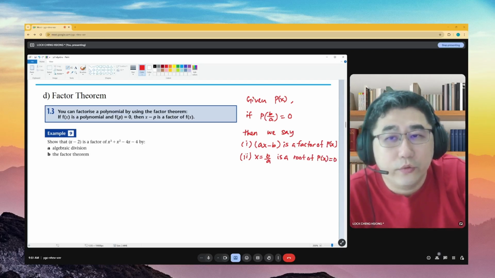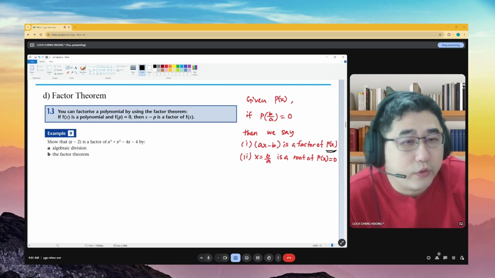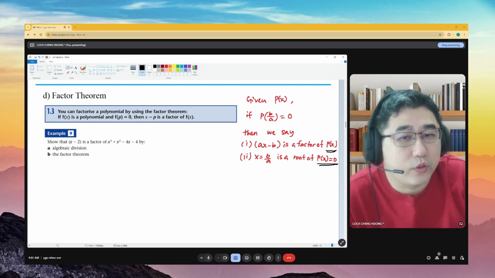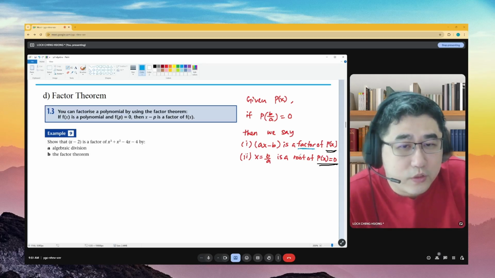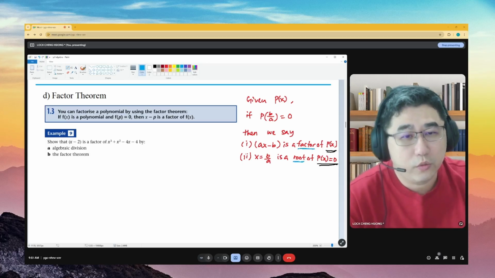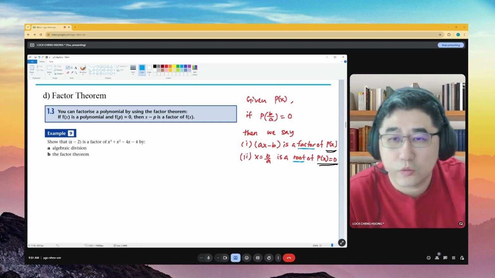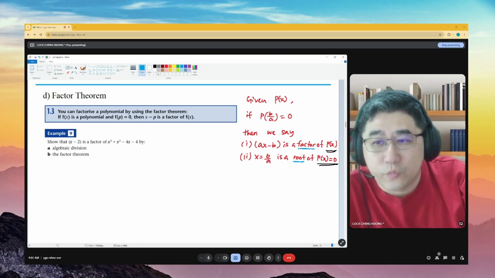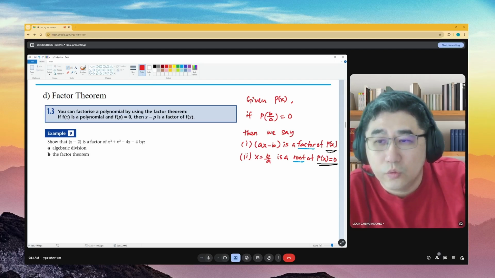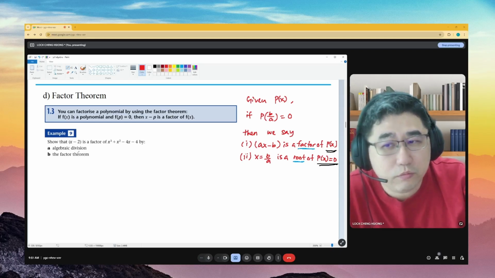Please understand that this one is referring to an expression, this one is referring to an equation. Therefore, we're using different words for different situations. So this is the factor theorem. Okay, so show that x minus 2 is a factor of this, by long division or by factor theorem.